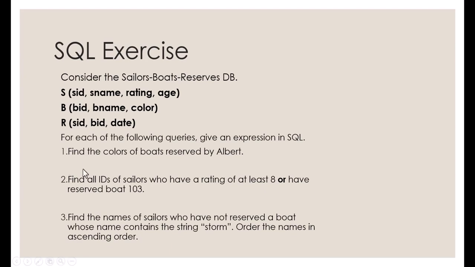Number 2, find all IDs of sailors who have a rating of at least 8 or have reserved boat 103. And number 3, find the names of sailors who have not reserved the boat whose name contains the string storm. Order the names in ascending order.